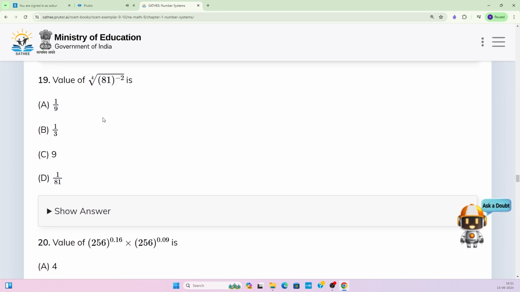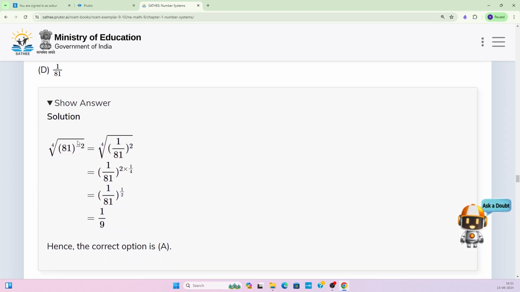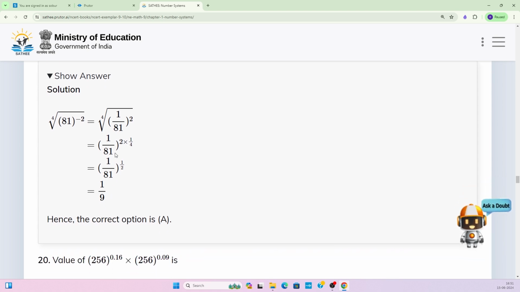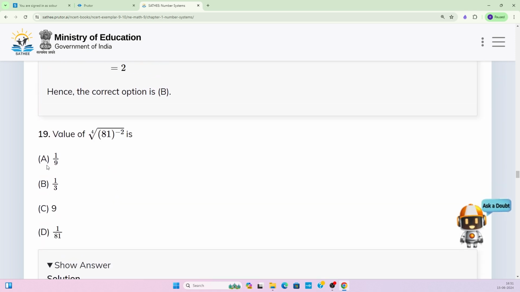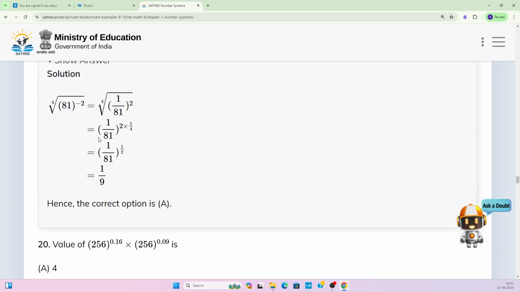In the next problem, you have to find the value of the 4th root of 81 to the power −2. Okay, so the 4th root of 81 to the power −2 is actually equal to the 4th root of (1/81)², and this is equal to ((1/81)²)^(1/4), and this is equal to (1/81)^(1/2), and this is equal to 1/9. Okay, so the correct option is option number C. Okay, and then let us move to the next problem.